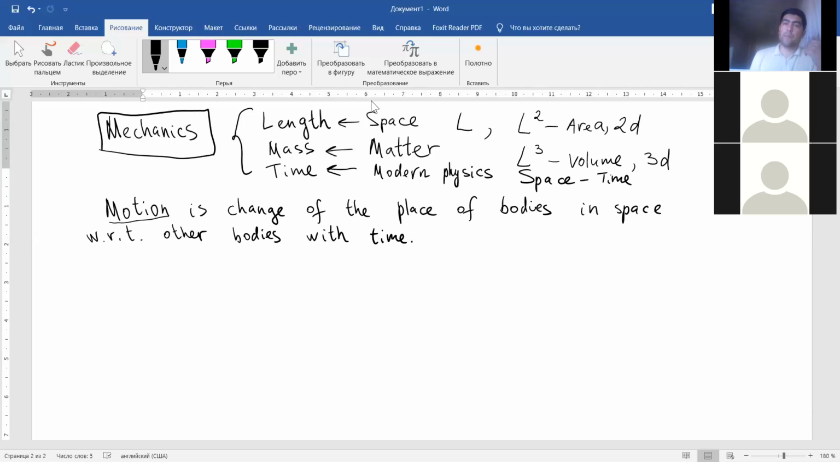And physicists found that our space is not three-dimensional, but four-dimensional. Our space is four-dimensional space. That means we live in four-dimensional space. Three are length, width, and height, and the fourth is time. We have four-dimensional space.